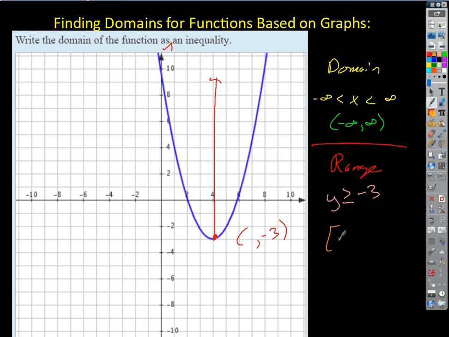Right, but I'm just writing numbers here, right? Oh, yeah. So what's the bottom limit for y? -3. -3, and there is no upper limit, right? Does that make sense? Okay.